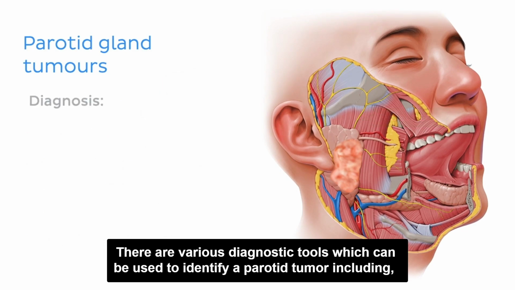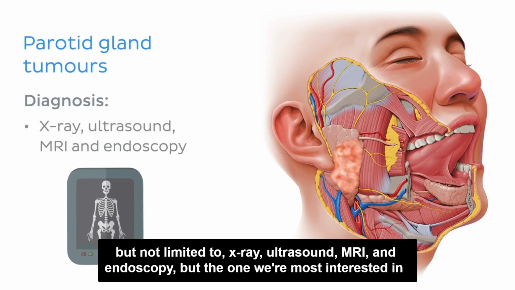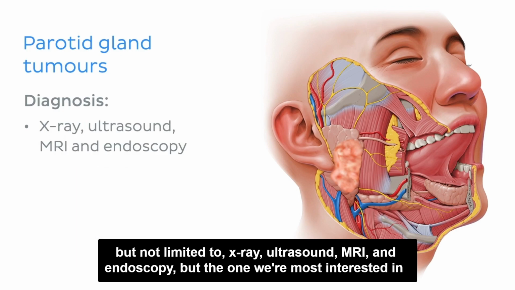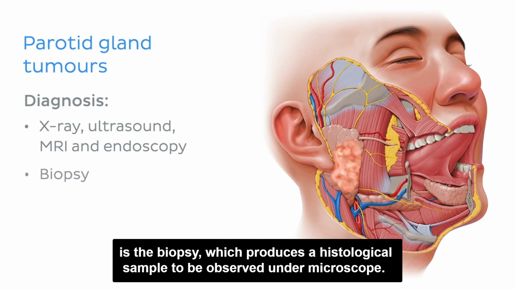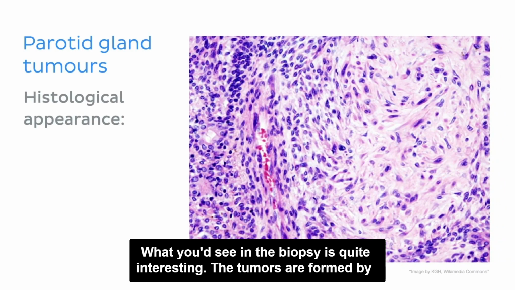There are various diagnostic tools which can be used to identify a parotid tumour, including, but not limited to, X-ray, ultrasound, MRI and endoscopy, but the one we're most interested in is the biopsy, which produces a histological sample to be observed under microscope. What you'd see in the biopsy is quite interesting.